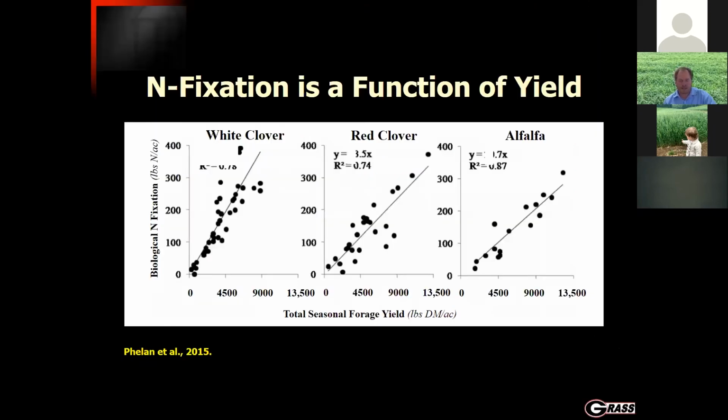And it's one thing to remember, that it is a function of yield. So the higher the yield of the legume, the more nitrogen that's going to be produced. So the more growth you get, and this is true with cover crops as well, the more biomass, the more growth you get out of your clover, out of your alfalfa, or out of your vetch, the more nitrogen that's being fixed as well.